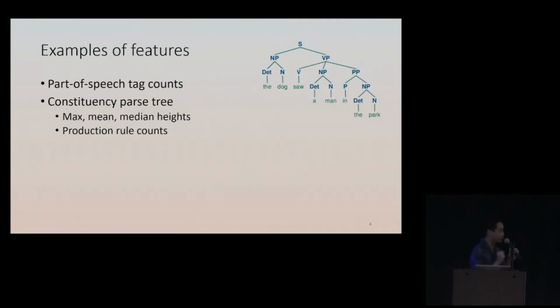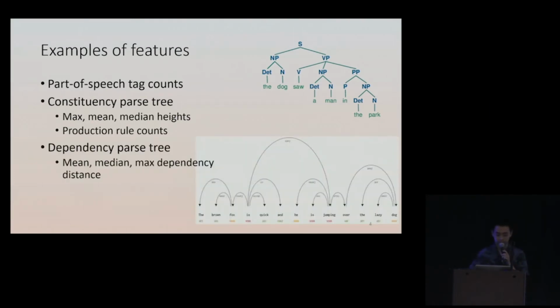We use automated tools to extract features from transcripts of the speech. First of all, we use part of speech tag counts, for example, number of pronouns, number of nouns, ratio between pronouns and nouns, and so on. We use features from the constituency parse tree, such as max and median height of the tree, which gives you an idea of the complexity of the sentence. And the dependency parse tree also gives you a different view of the complexity of the sentence by looking at the dependency distance.